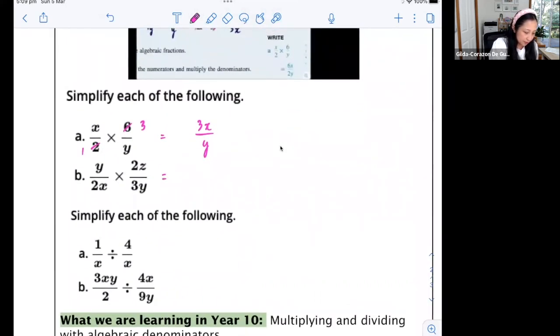How about the next one there? We've got 2 and 2 cancel out. The y and the y cancel out. The 1 on top becomes z over what? 2 times x times 3, which is 3x, right? So you just multiply the top, multiply the bottom, but before you do that, you want to cancel out the common factors so you don't end up with a crazy answer and then simplify later on, okay?